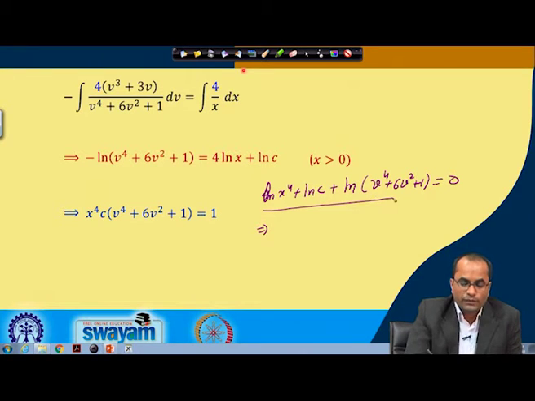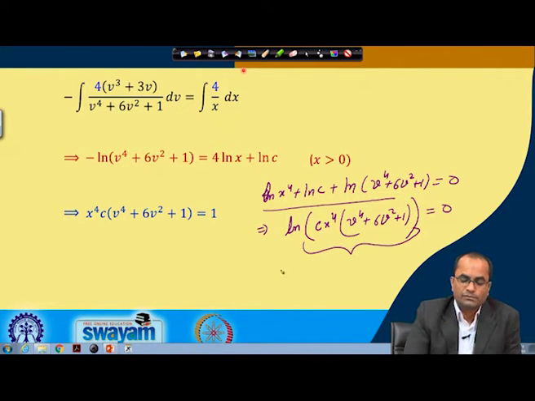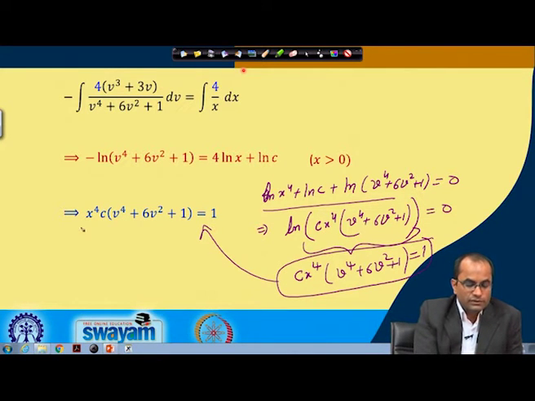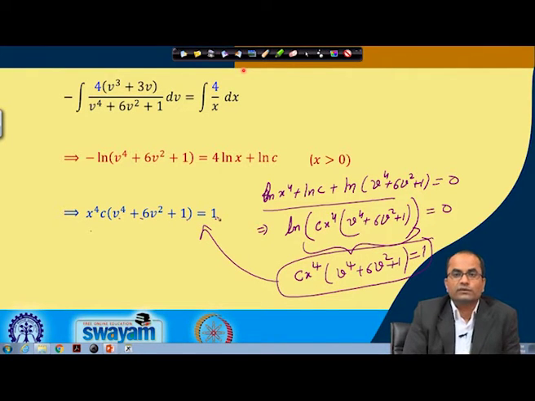So, if we combine everything now, this will be ln of c x to the 4 times v to the 4 plus 6v squared plus 1, and the right hand side 0. Then taking the exponential on both sides, we get c x to the 4 times v to the 4 plus 6v squared plus 1 is equal to the exponential of 0, that is 1. So, we got exactly this: c x to the 4 times v to the 4 plus 6v squared plus 1 is equal to 1.